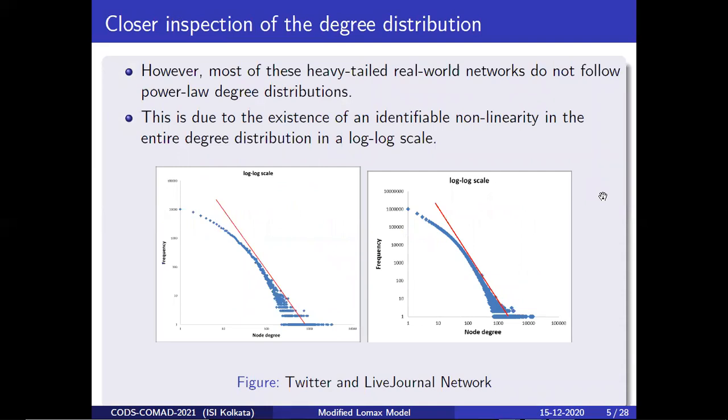Now, a closer inspection of the degree distribution provides the following. Most of the real-world heavy-tail networks do not follow power law distribution. This is due to the existence of an identifiable nonlinearity in the entire degree distribution on a log-log scale. Just like in the graph, we can see on the log-log scale, the data actually do not follow power law distribution.